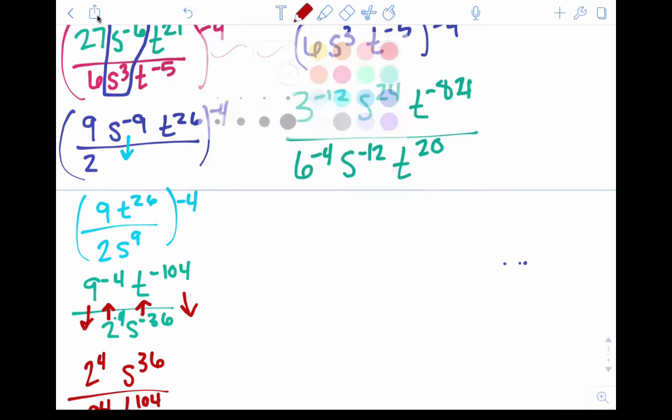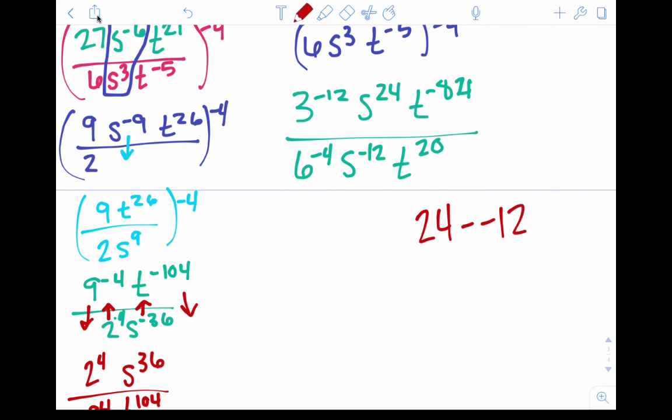Now simplifying this, I'm going to simplify my variables first. So I have s to the 24th over s to the negative 12th. So I have 24 minus negative 12. I'm going to add that inverse. 24 plus 12 is 36. And then t, I have negative 84 minus 20. Adding that inverse, I get negative 104.